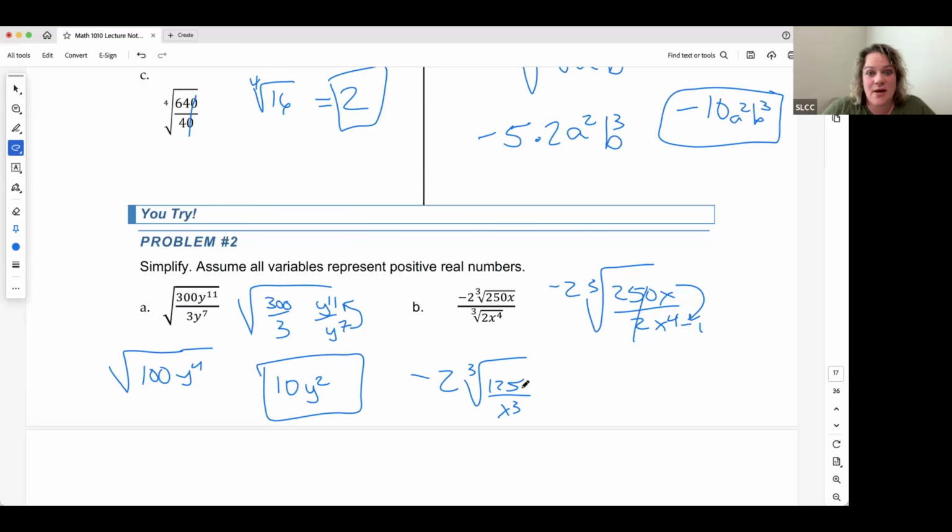Now that I've cleaned up on the inside, I can apply the cube root. So -2, the cube root of 125 is 5. And then the cube root of x cubed, so it divides to 1, or they undo each other, and you just get x. So the answer for B is -10 over x.